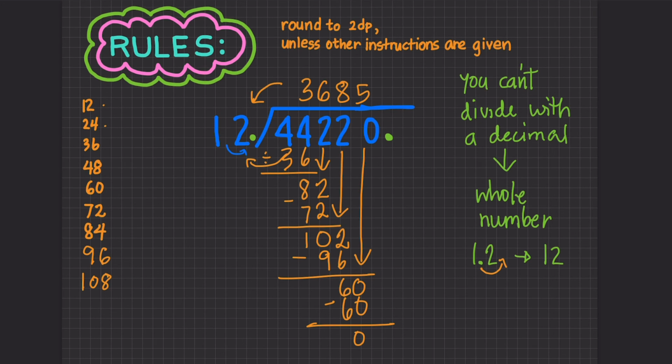So 4,422 divided by, remember before it was 4,422 divided by 1 and 2/10, the answer will be 3,685. So remember that rule.